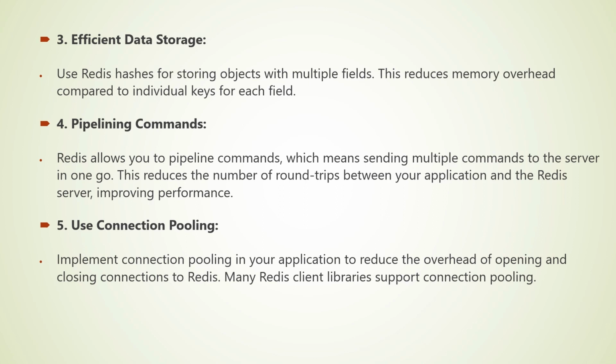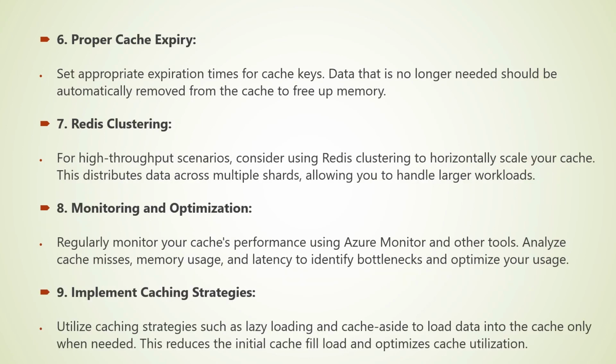Use connection pooling. Implement connection pooling in your application to reduce the overhead of opening and closing connections to Redis. Many Redis client libraries support connection pooling. Proper cache expiry. Set appropriate expiration times for cache keys. Data that is no longer needed should be automatically removed from the cache to free up memory. Redis clustering. For high-throughput scenarios, consider using Redis clustering to horizontally scale your cache. This distributes data across multiple shards, allowing you to handle larger workloads.